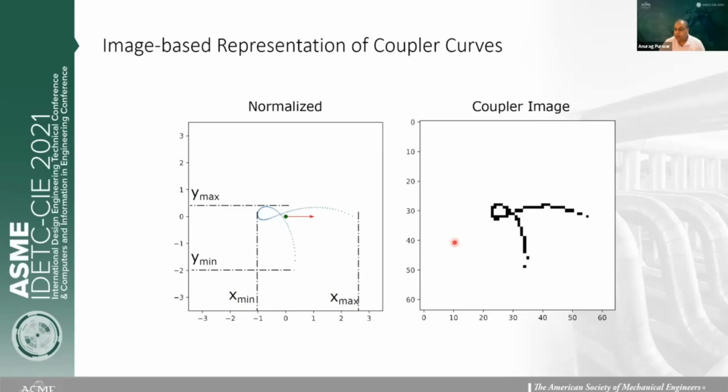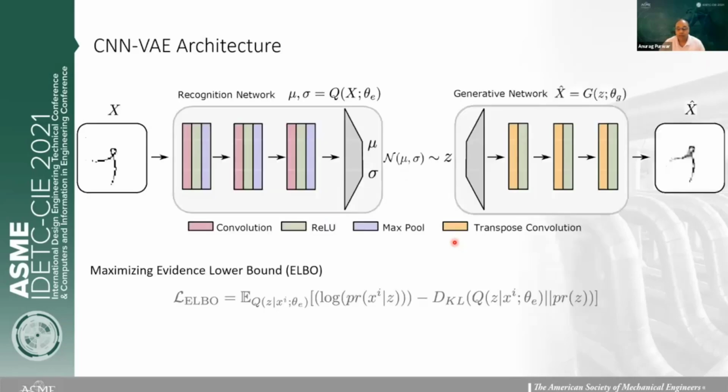Now what we want to do is learn the spatial correlation among the pixels so that we can figure out whether they're coming from a 4-bar or a 6-bar and so on, okay? So the architecture we are using is a CNN VAE architecture. It's a CNN variational autoencoder architecture.